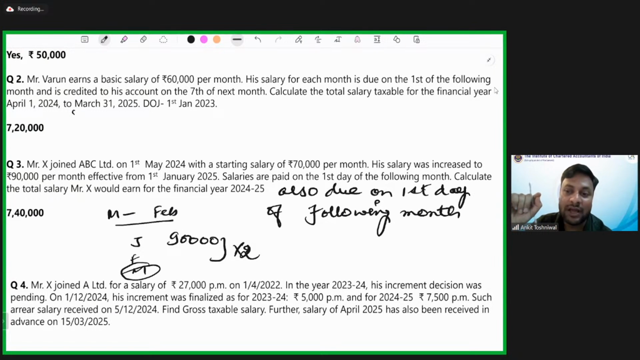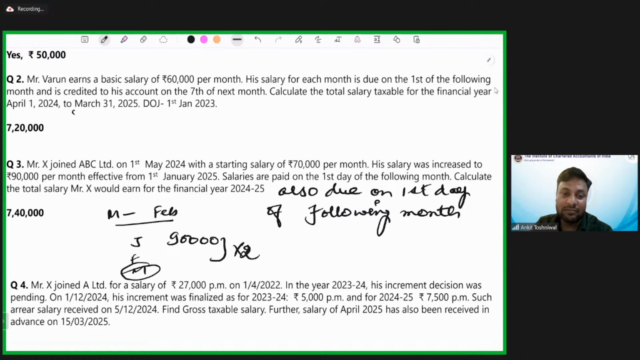March to Feb. Why March to Feb, Manvi? Because the salary is due on the first day of the following month, also received on the first day of the following month. And in the previous example, we have learned that in such cases, we have to cover the salary from last March to this February. Because last March salary will be due in this financial year on April, received on April. That's why it is taxable on April. And this March salary will be due in the next financial year on April, received on April. That's why it will be taxable in the next financial year. That's why we have to cover the salary from March to February.